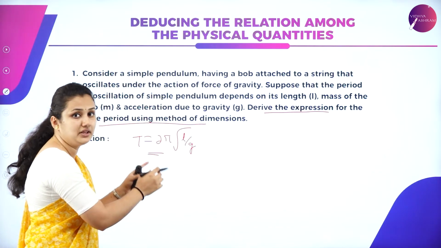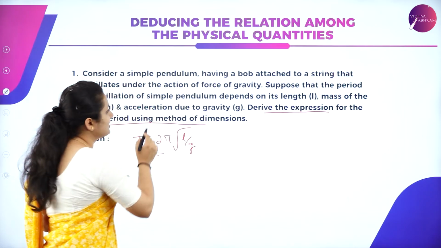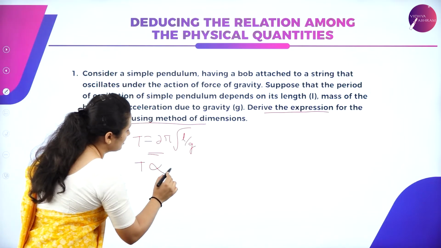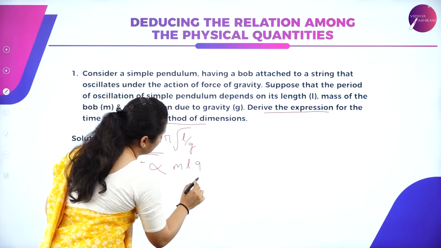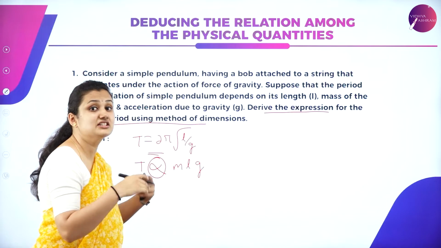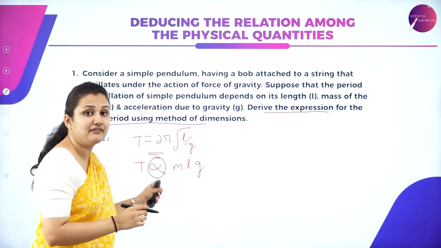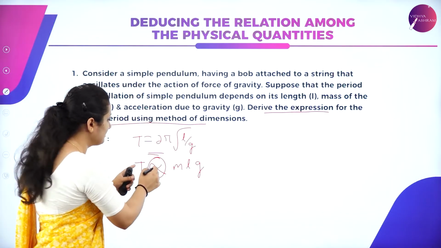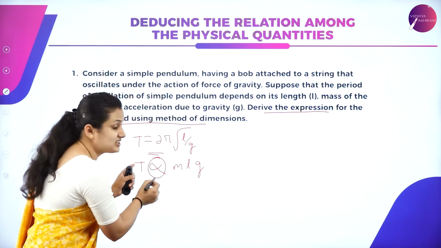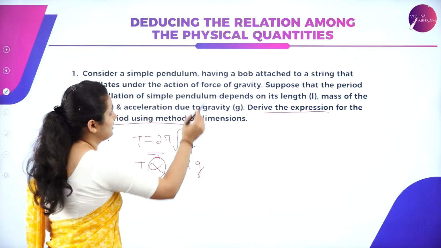So, they are telling that the period of oscillation depends on length, mass and acceleration due to gravity. So I will write it as T is proportional to m, l, g: mass, length, acceleration due to gravity. Proportionality means it is depending. Time period depends on m, l and g. If I have only the proportionality symbol, I cannot deduce the equation for the physical quantities.